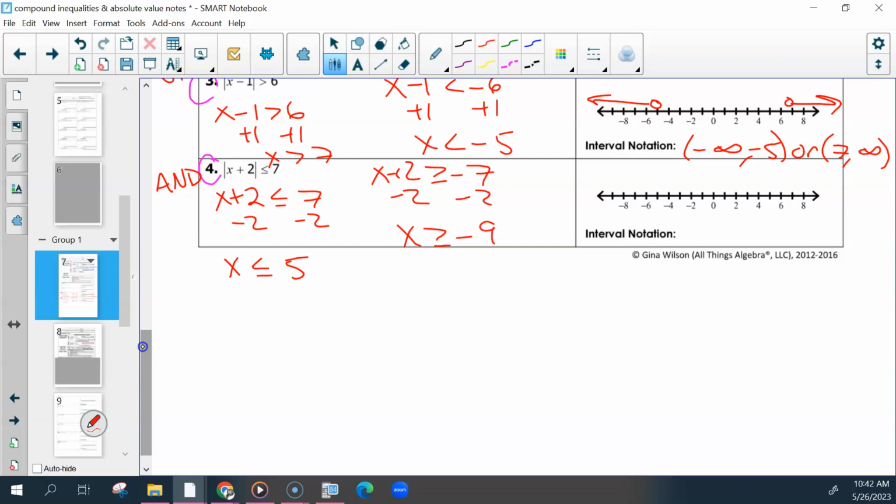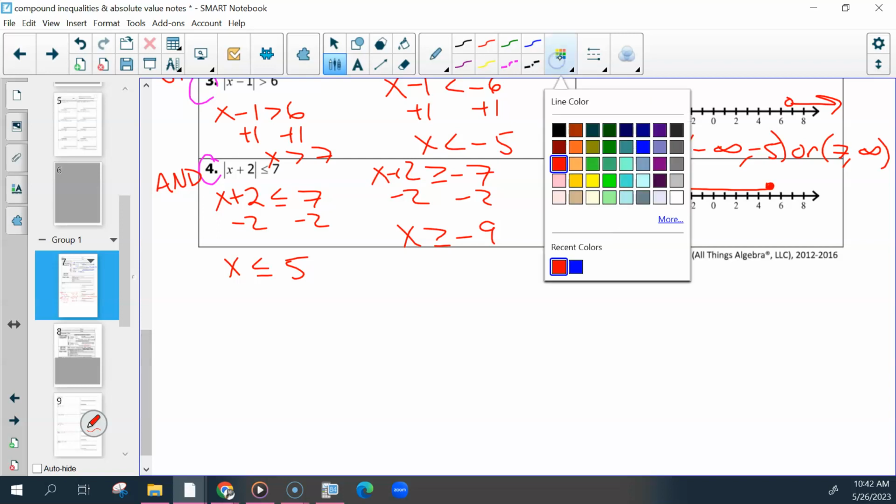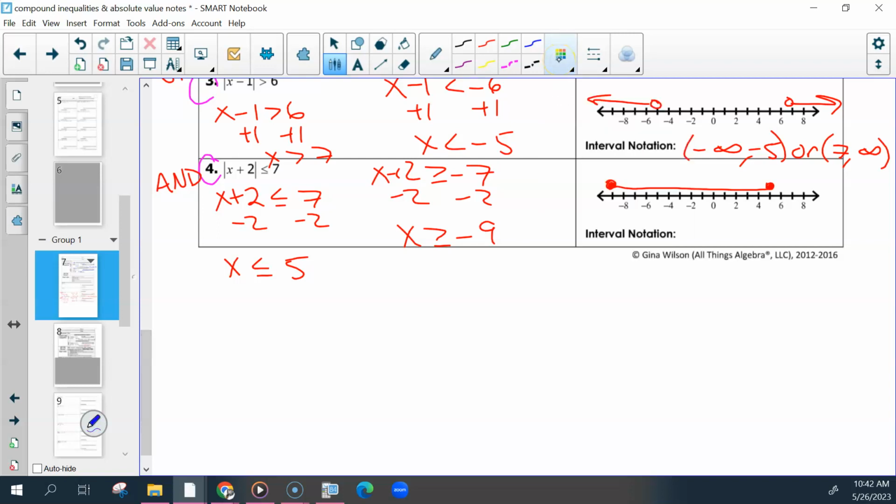Because it's and, it should be a line segment, starting at the lowest point, negative 9, ending at the highest, 5, with a line in between. If you weren't sure, you could regraph it. So x is less than or equal to 5 would be closed to the left. X is greater than or equal to negative 9, closed to the right. And you can see that's where they overlap. Then your interval notation, these would both be brackets starting at negative 9 and ending at 5.